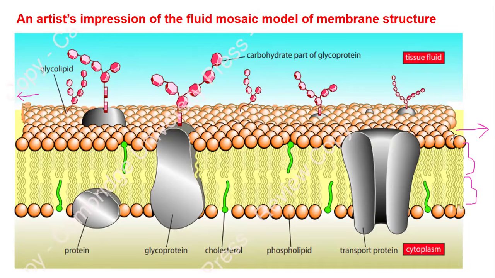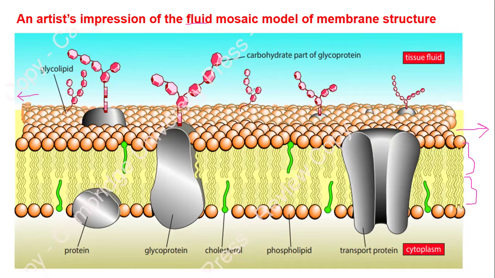So the reason why it is described as fluid is because the molecules, the phospholipids, are able to move about. So they can diffuse, but within the layers, they can diffuse or move about laterally within the membrane. That is why it is described as fluid.